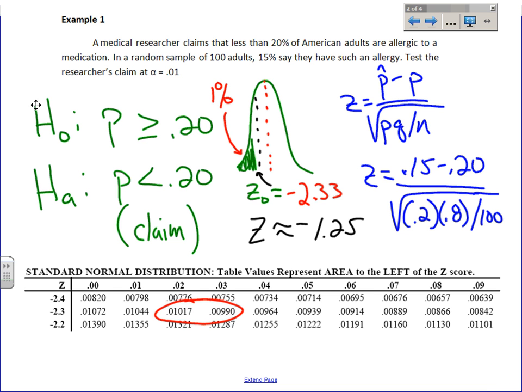Right. So fail to reject the null, which in this case means not enough information to support the claim. That's not saying the claim's wrong. I just don't have enough information. At a significance level of 0.01, if I start changing the significance level, perhaps I could support the claim. But in this case, with the information given, I cannot.